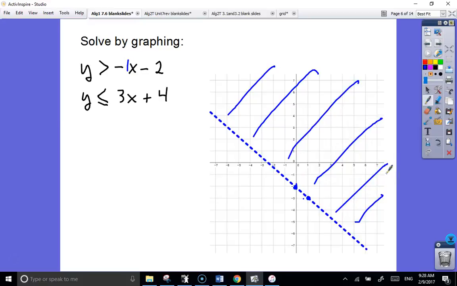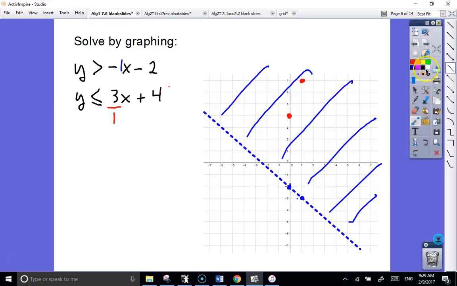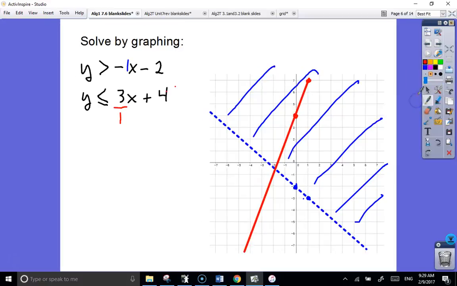Okay, next line. I'm going to change colors for this one. Which is the first point to graph? The 4. Up 4. What is the slope? So 3 over 1. Up 3, right 1. Solid or dashed? Solid red. And shade above or below? It says less than, so it's below. So I'm going to draw my red lines this way.